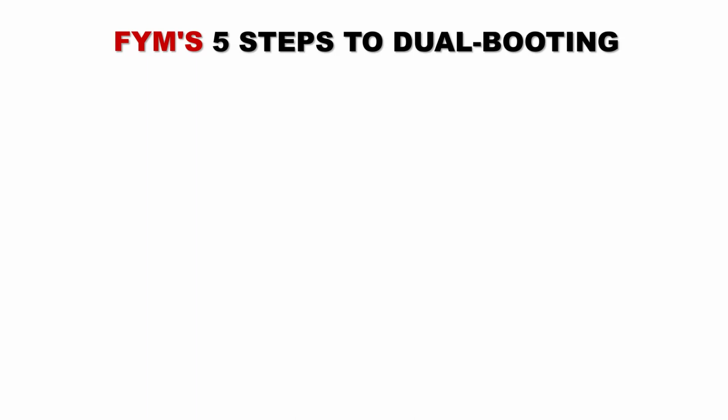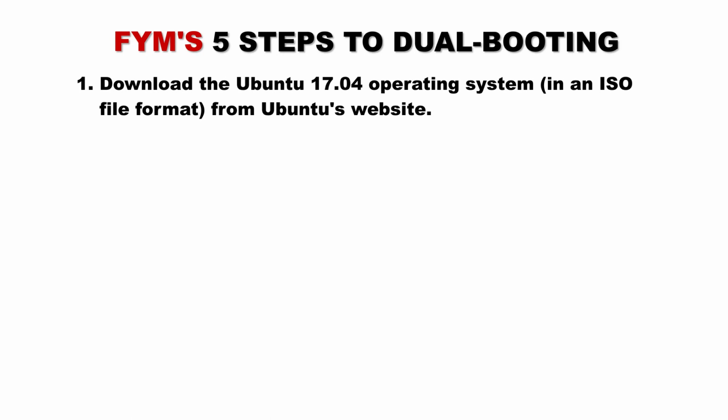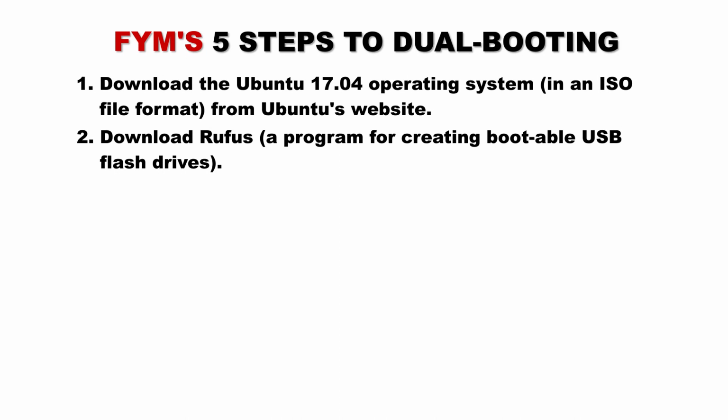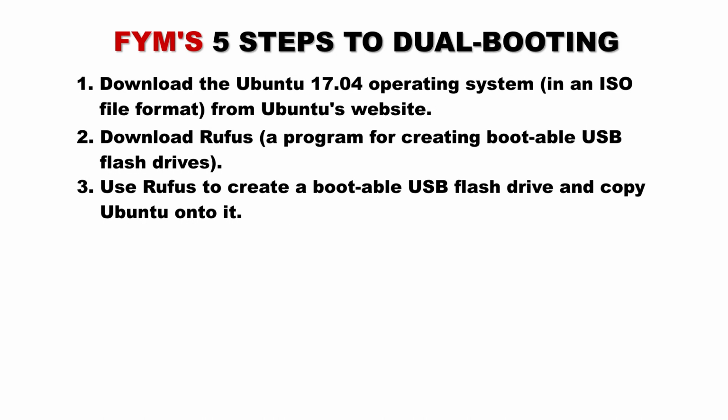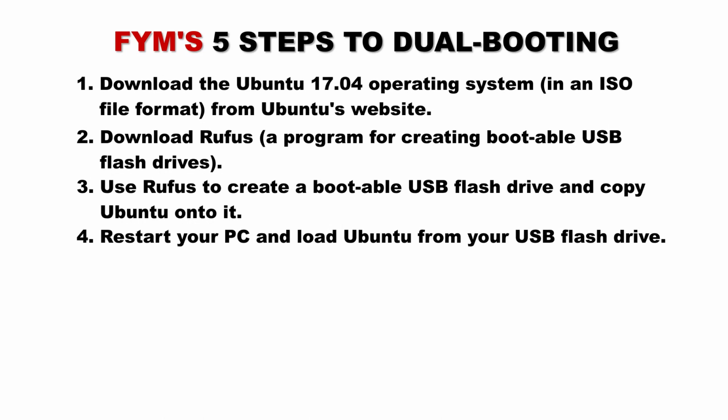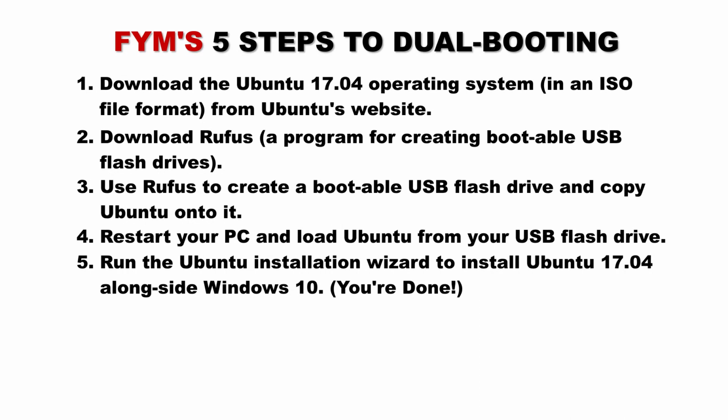These are the 5 steps involved, which we will cover in greater detail. 1. Download the Ubuntu 17.04 operating system in an ISO file format from Ubuntu's website. 2. Download Rufus, a program for creating bootable USB flash drives. 3. Use Rufus to create a bootable USB flash drive and copy Ubuntu onto it. 4. Restart your PC and load Ubuntu from your USB flash drive. 5. Run the Ubuntu installation wizard to install Ubuntu 17.04 alongside Windows 10, preserving your data and giving you the best of both worlds. You can pause this video at any time if you need to.